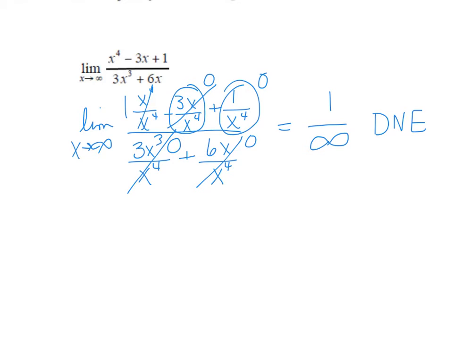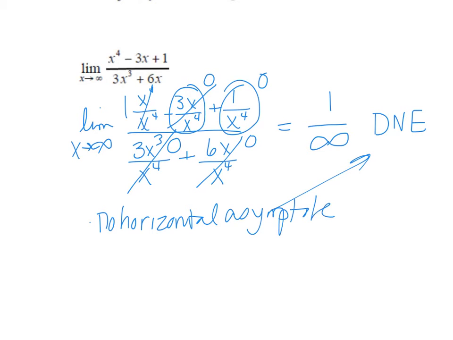Now, if you remember from rational functions, you had three rules: if the highest power is in the numerator, if the highest power is the same top and bottom, and if the highest power is in the denominator. And this one has the highest power in the numerator. And if you'll remember, there is no horizontal asymptote. So it kind of matches what we found, which was that it does not exist.